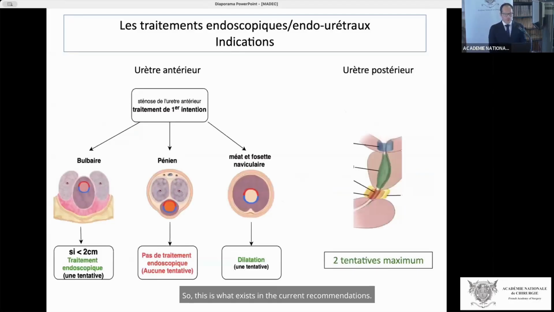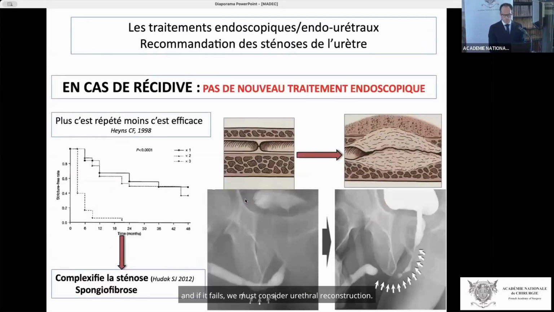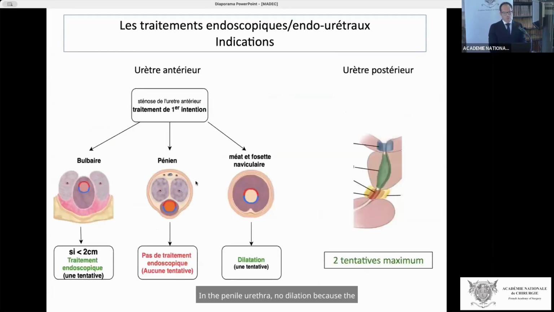So this is what exists in the current recommendations. If there's an anterior urethral stricture, we can offer endourethral treatments. If it's located at the meatus, then we can try a dilation. And if it fails, we must consider urethral reconstruction. In the penile urethra, no dilation because the effectiveness is very poor. And in the bulbar urethra, if the stricture is less than 2 centimeters, then we can offer endoscopic treatment. In the posterior urethra, things are a bit less defined, but overall, regardless of the location of the stricture in the posterior urethra, we do no more than 2 maximum attempts of endoscopic treatment before considering urethral reconstruction.